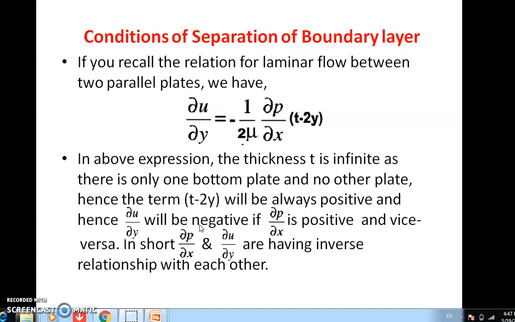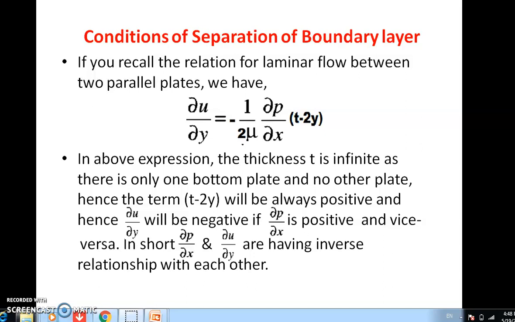Now we know that if delta p by delta x is less than 0, that is a negative pressure gradient, then the condition is a favorable pressure condition for the boundary layer. So the boundary layer remains attached to the surface. But if delta p by delta x becomes greater than 0, then the condition becomes unfavorable. And if delta p by delta x is equal to 0, then that is the point of separation. From that point, the boundary layer is about to detach or separate.